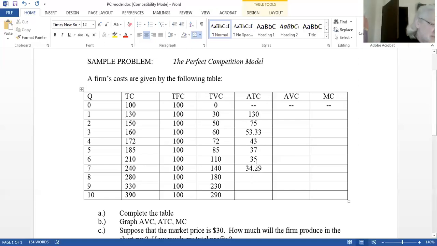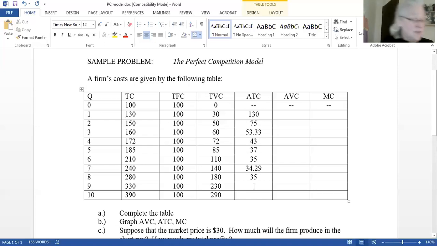280 divided by 8. I got 35. So look, it falls to a low of 34.29 and it's starting to rise. So I found that minimum on the ATC curve. That's going to be really cool.